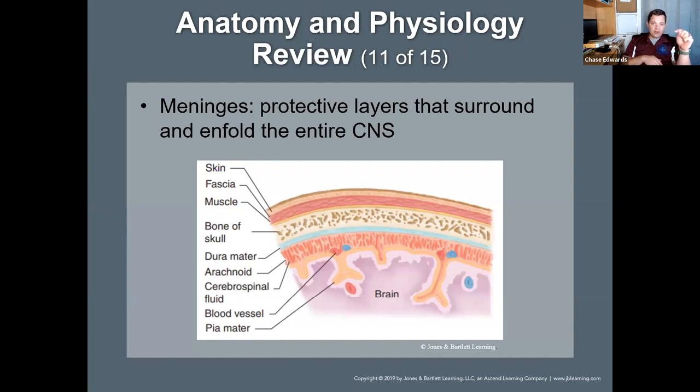The meningeal arteries are located between the dura mater and the skull. You can see there. The second meningeal layer is a delicate, transparent membrane called the arachnoid. And then the third meningeal layer is the pia mater. It's a thin, translucent, highly vascular membrane.